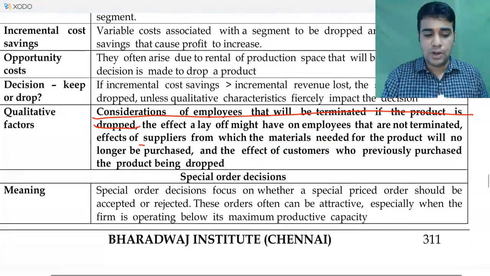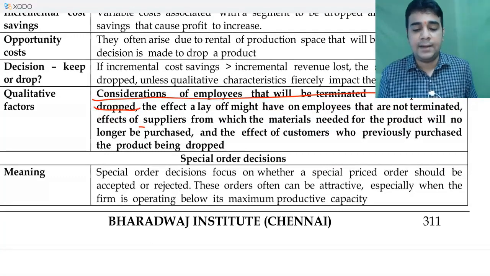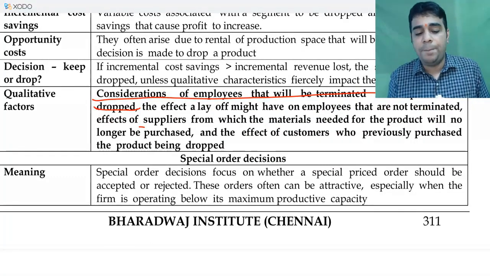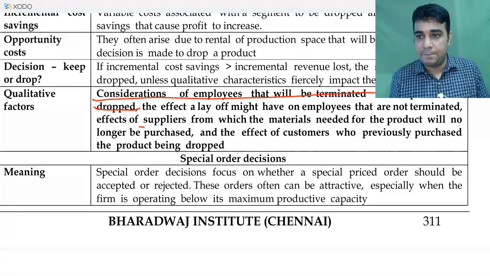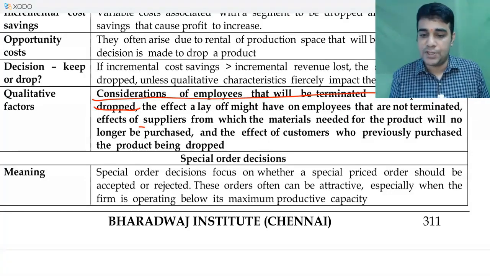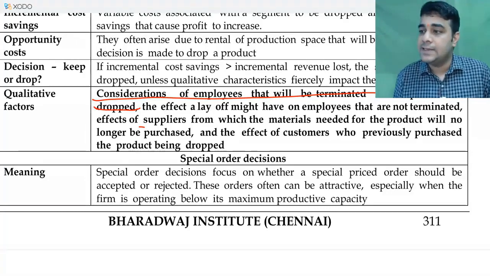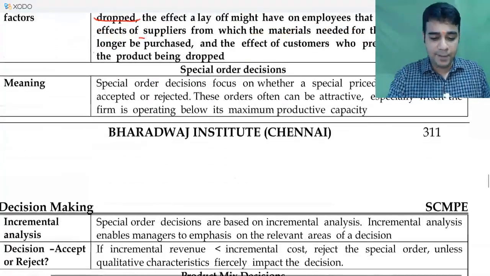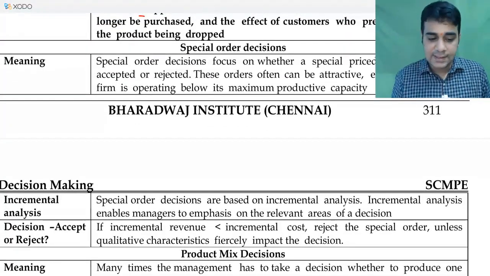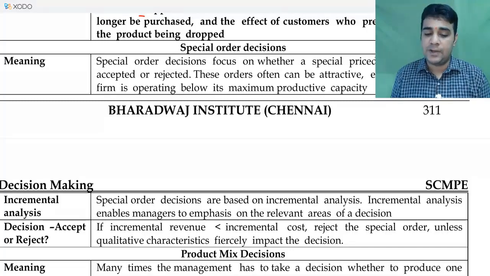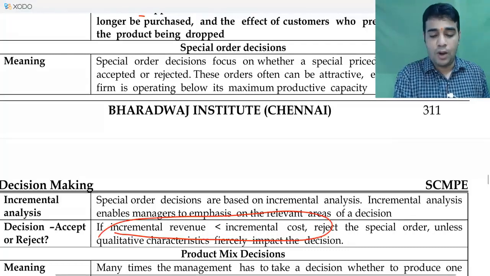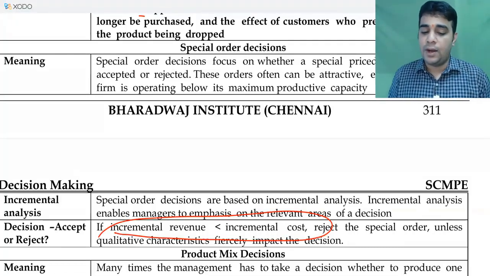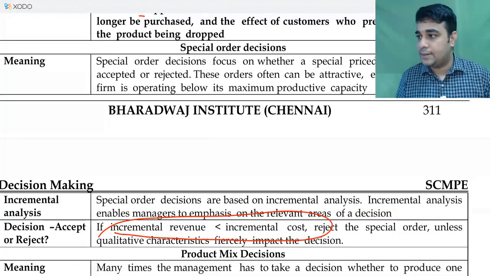Whether a special priced order should be accepted. These orders can be attractive, especially if you are operating below your production capacity. If you have surplus capacity, you would be more interested in taking up a special order. If you have full capacity utilization, you are not interested in a special order. A special order will excite you only in case there is surplus capacity available. Decisions are based on incremental analysis. Incremental analysis enables the manager to emphasize the relevant areas. If incremental revenue is less than incremental cost, reject the special order unless qualitative factors fiercely impact the decision.